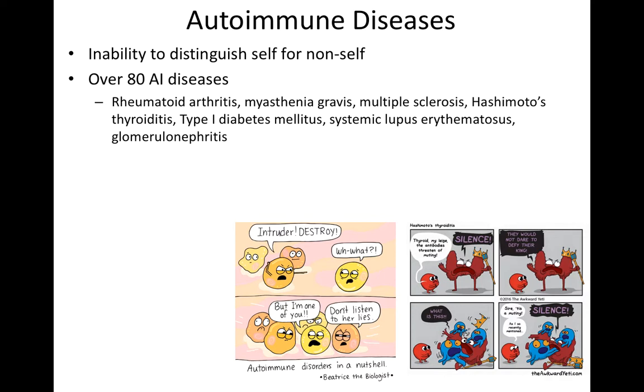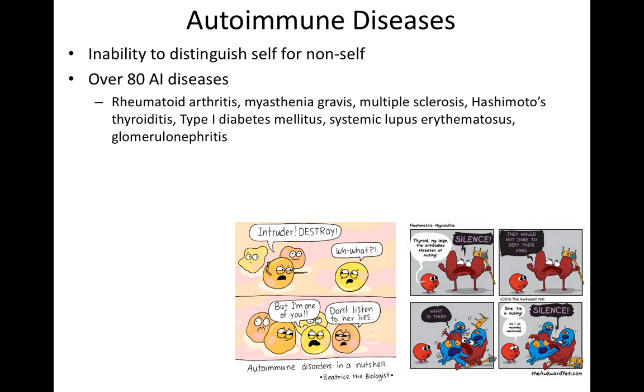So we've got over 80 different diseases that are recognized as autoimmunity. So again, some of them are very specific. So rheumatoid arthritis, synovial membranes, myasthenia gravis, the acetylcholine receptor on skeletal muscles, multiple sclerosis, the myelin sheath, Hashimoto's thyroiditis, which you're actually seeing right here, the thyroid gland, type 1 diabetes mellitus, the beta cells of the pancreas, glomerulonephritis, the glomerulus in the kidney. And then you also have things like systemic lupus that are very widespread.